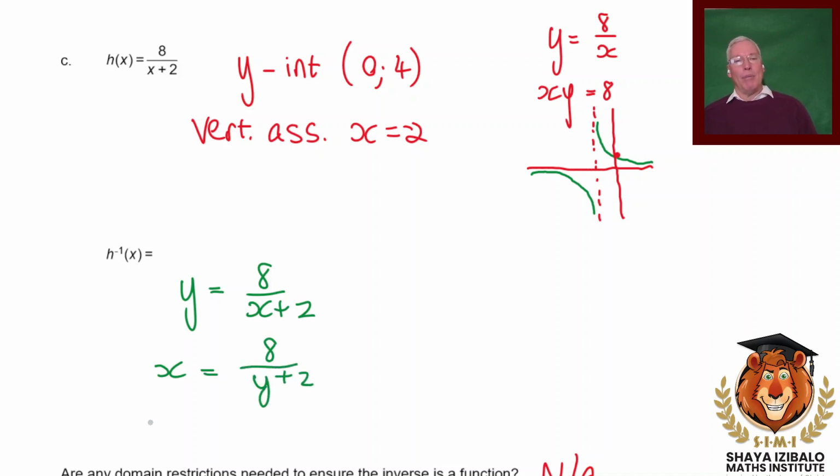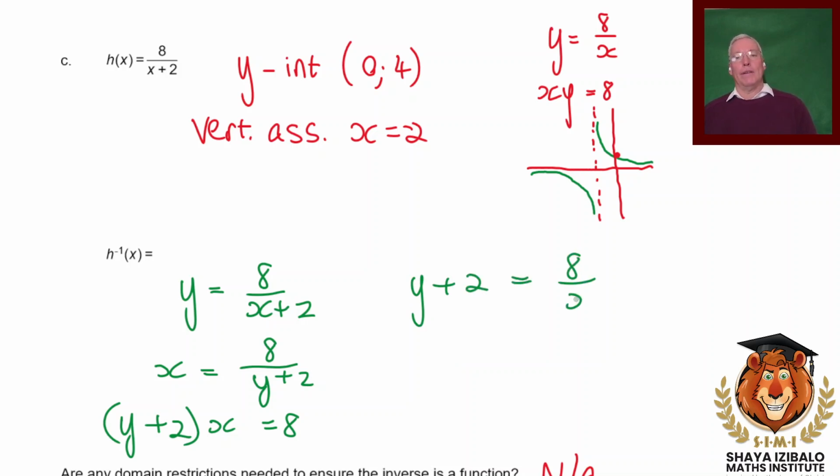We're going to multiply both sides by y plus 2. Remember, I'm trying to get y on its own, so I'm actually not going to multiply that in. All right, I'm trying to get y on its own, so now I'm going to divide both sides by x. So I'm going to get y plus 2 is 8 over x. And lastly, I'm going to subtract 2 from both sides.